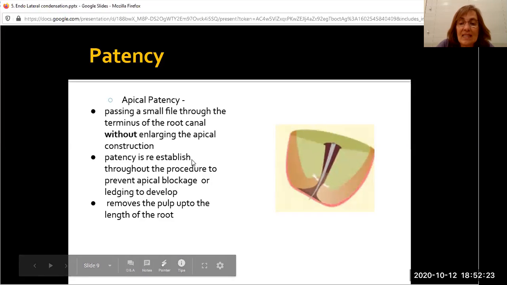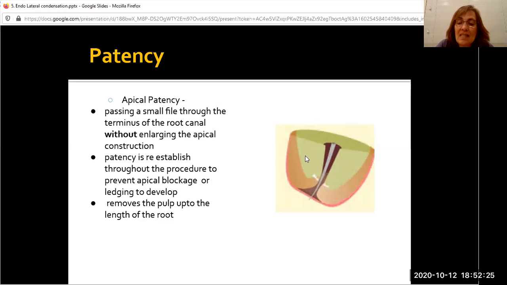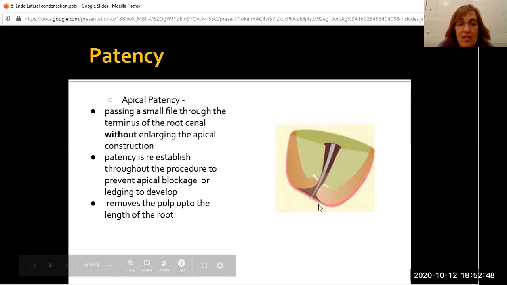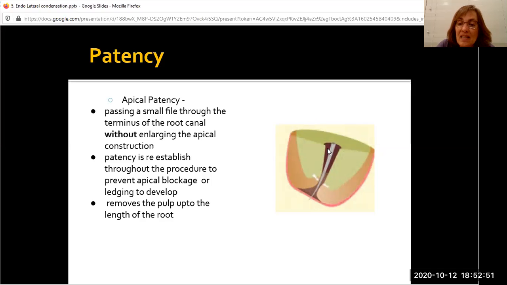Okay, apical patency. What does that mean? It means that there is an aperture here that is a constriction, and you need to maintain that constriction in order to ensure that the gutta percha or the sealant is not going to go beyond this area. If it does go beyond the root, it can be an irritant in the bone. So patency means that the smallest file has gone through here, probably an 06 or an 08, to make sure that there is no bacteria and there is no pulpal tissue.